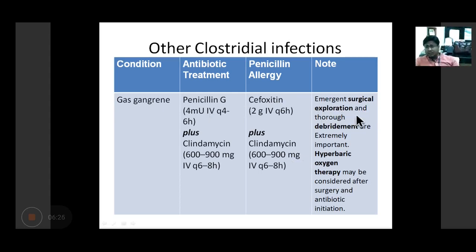This is very, very important with gas gangrene, that emergent surgical exploration and thorough debridement should be done. And there is one more thing, that is hyperbaric oxygen therapy, because this is an anaerobic bacterial infection. If we provide oxygen, the bacteria will not survive because they are obligatory anaerobic organisms. So these two things are very, very important along with the pharmacological treatment: surgical debridement and exploration, and hyperbaric oxygen therapy.